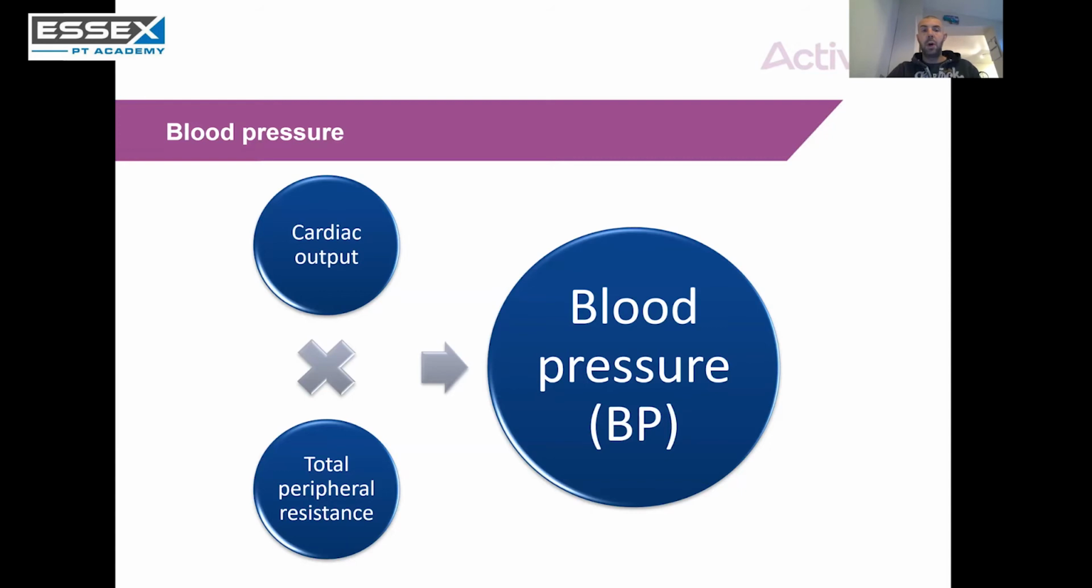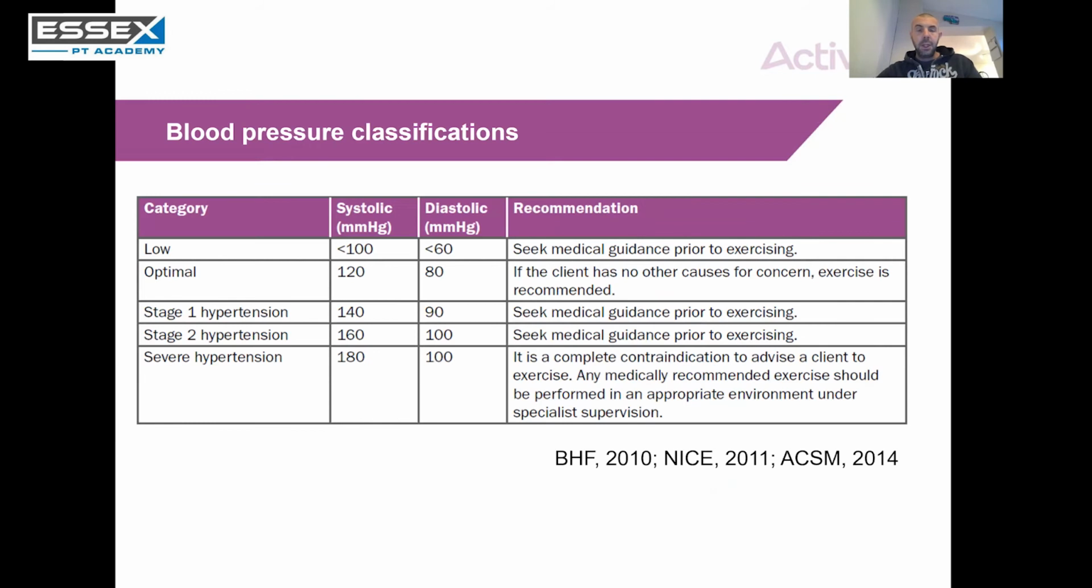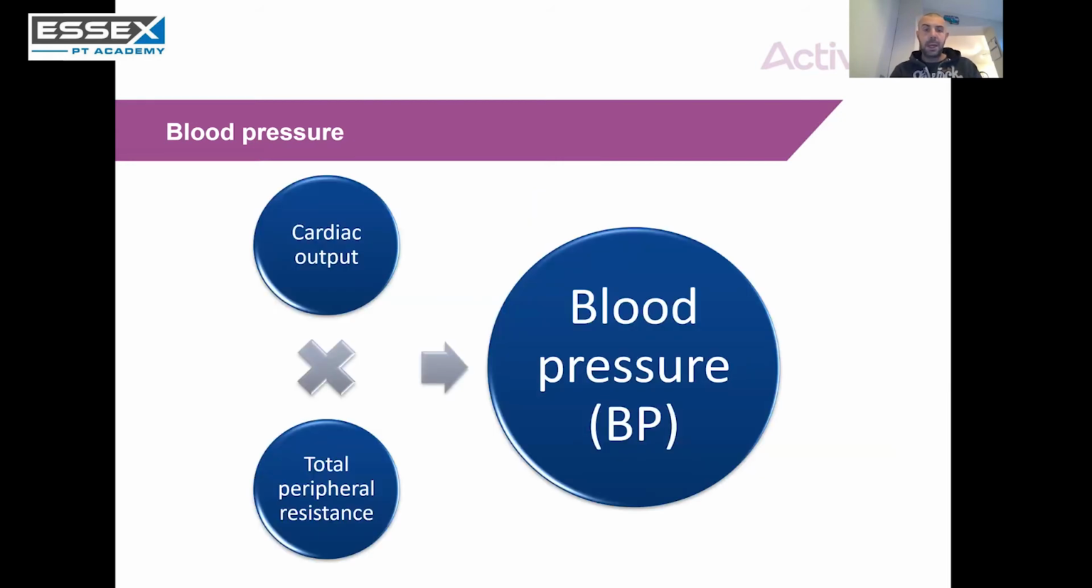So here we've got the answer to what is blood pressure. Cardiac output times total peripheral resistance gives you your blood pressure. So what do we need to know as personal trainers? Well, one, we need to understand what blood pressure is, which is what we've just looked at. If I flip back, cardiac output is the amount of blood coming out of the heart in one beat, and total peripheral resistance is the amount of resistance on the outside of the artery walls.